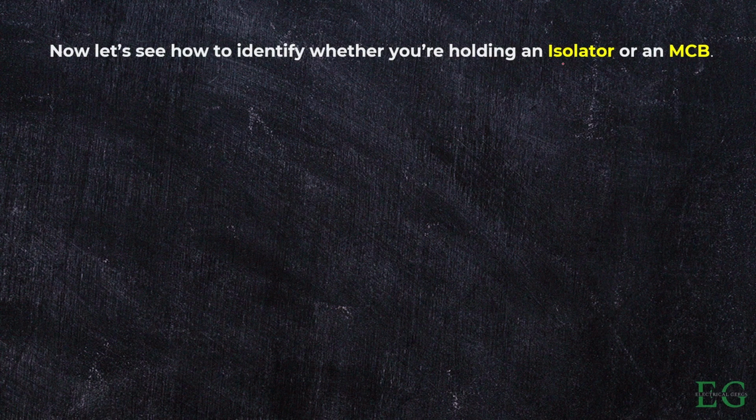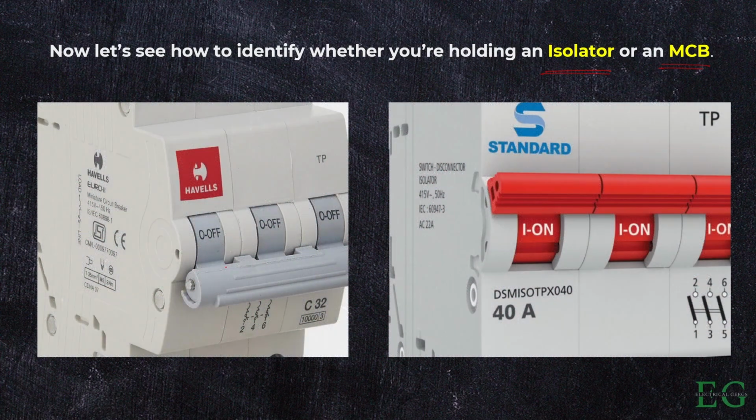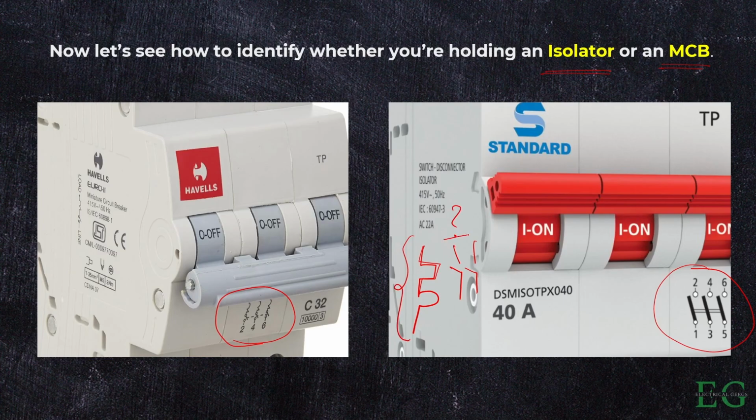Now let's see how to identify whether you are holding an isolator or an MCB. If you look closely at the MCB or isolator, a small circuit diagram is printed on it. See, this is the circuit diagram printed on an MCB and an isolator. You will see some tiny shapes such as a square or a curved line or sometimes just straight lines. But what do these shapes and lines actually mean? Let's decode it.